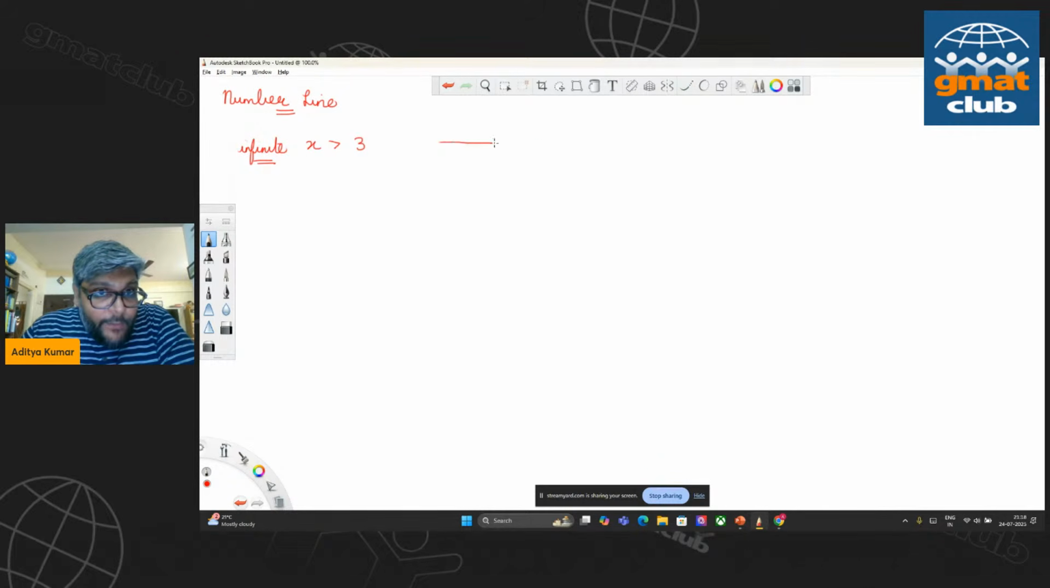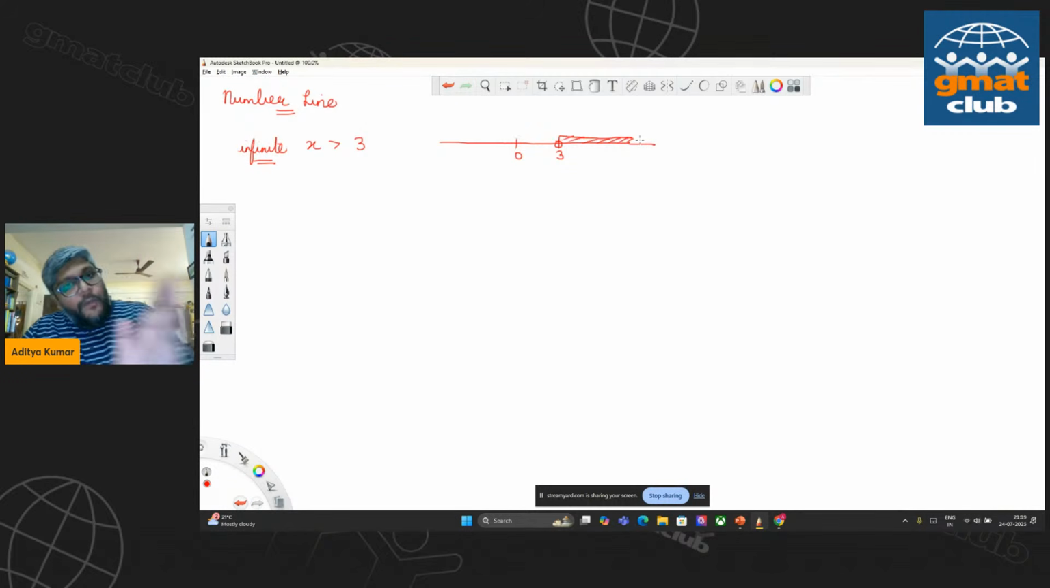And if I quickly want to plot this on the number line, I'm going to put in 0, I'm going to put in a 3. Since x is greater than 3, I'm going to put a circle on the boundary. I'm not going to shade that circle because they're not asking me to include 3, but I'm going to shade everything to the right of 3. Remember, on the number line, greater than means to the right, lesser than means to the left. And as we go from left to right on the number line, the values become larger and larger and larger.